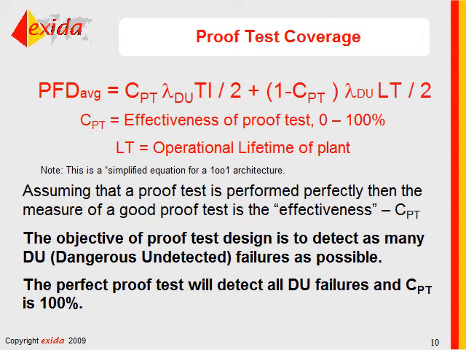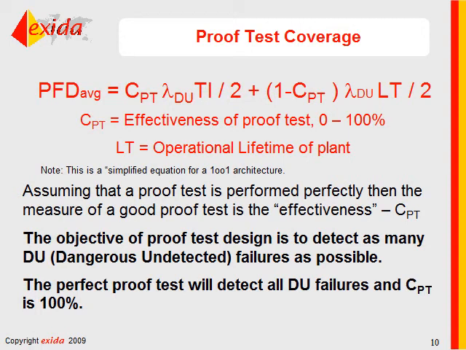On this slide, what you see is basically a way to account for proof test coverage. Now, keep in mind, this is a simplified equation for a 1 out of 1 architecture. It's very simple, but it will help to bring the concept across. PFDavg is basically the sum of a portion of the safety instrumented function that will be accounting for dangerous undetected failures that will be detected during proof test, and a portion of that safety instrumented function where the dangerous undetected failures will not be detected during the proof test.